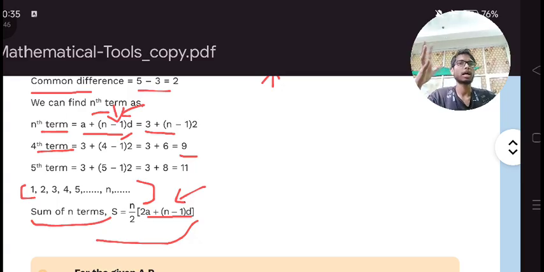There is a reason behind using any formula. As you can see right now, I am saying that yes, you will use this formula. Why will you use this formula? You use this formula to get the sum of n terms, the number of numbers.